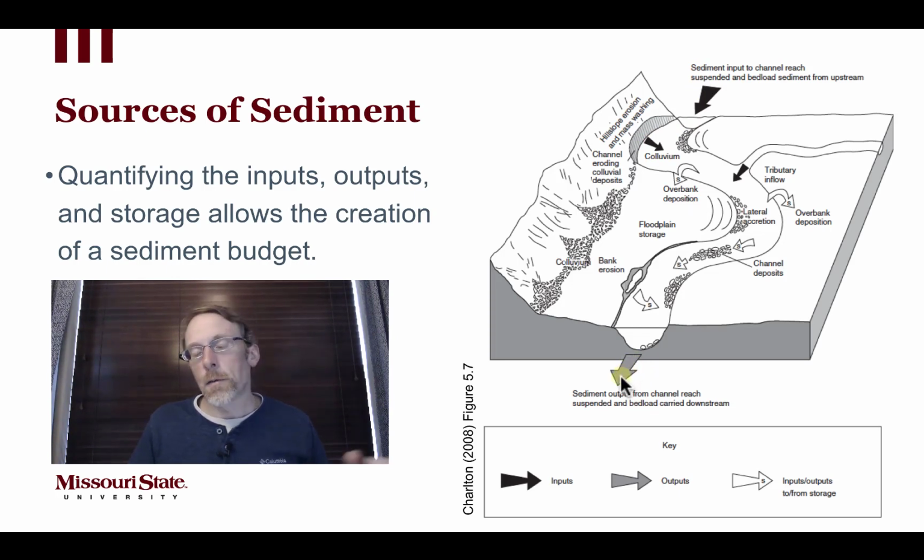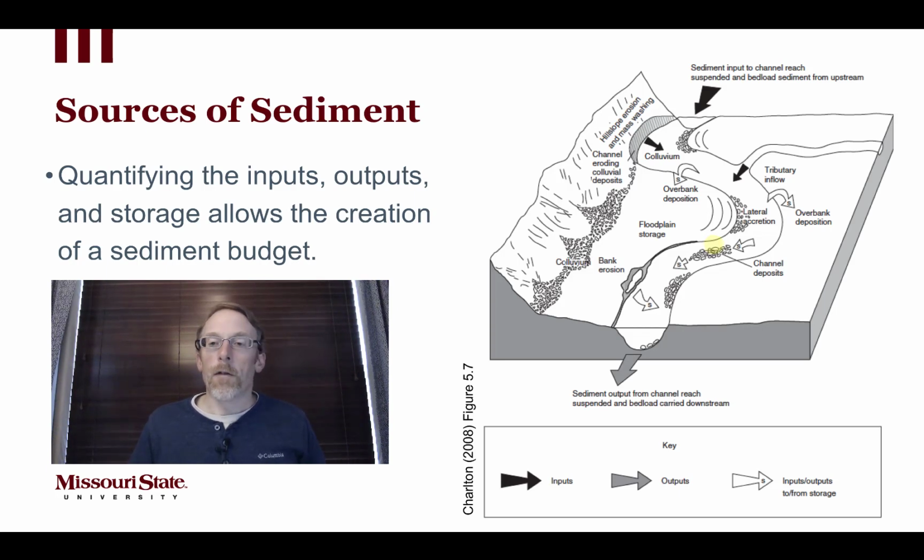Now, we can also put sediment in storage within the reach. So some of the sediment that we erode, either sediment that comes in from above the reach or is derived from within the reach, may be stored in the floodplain as overbank deposition or new point bars on channels or new medial bars in the middle of channels. Right?